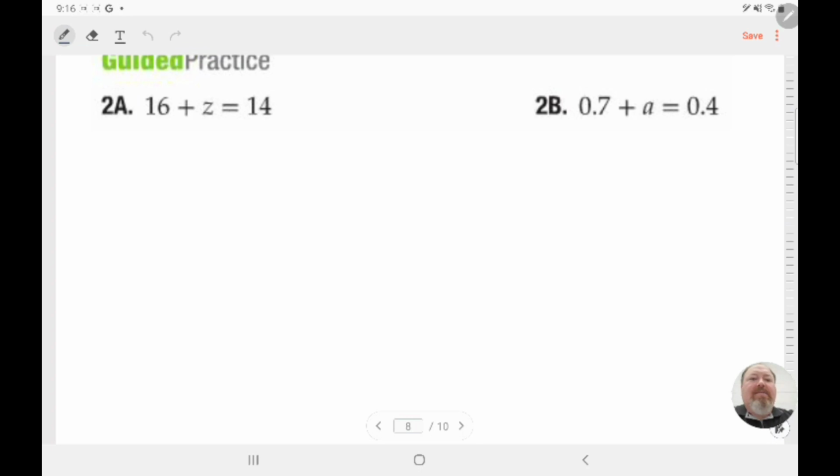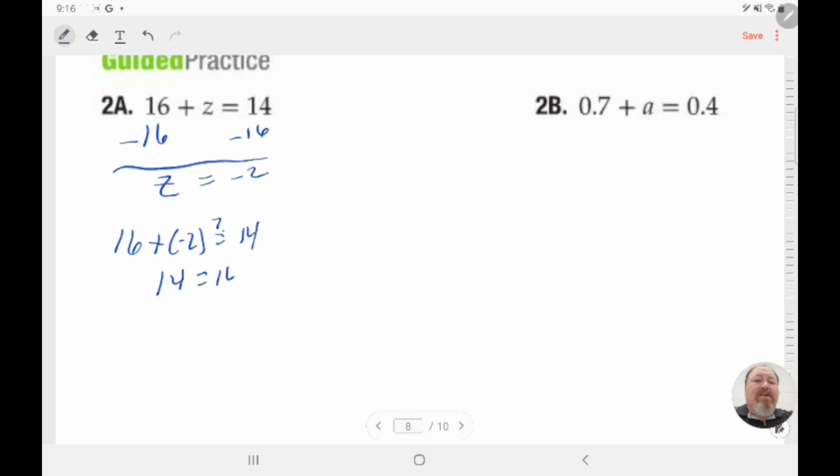All right, let's see how you did. So this is a positive 16, so I'm going to subtract 16 from both sides, and that's going to give me z equals negative 2. Now, let's see if we're right. We would have 16 plus a negative 2 should equal 14. 16 minus 2 is 14, so it checks. And then on a number line, negative 1, negative 2, negative 3, it goes right there.